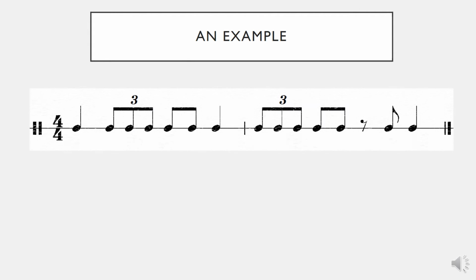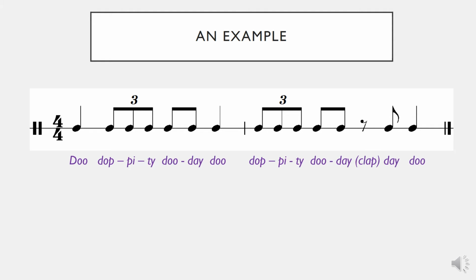Have a look at this rhythm and see if you can do-day it accurately. Pause the video here if you want more time to look at it. I'll tap a pulse and count you in. The second time I'll give you the answer. You have a go first. 1, 2, 3, 4. Now here's the answer. 1, 2, 3, 4. Do, doppity, do-day, do, doppity, do-day, day, do. Did you get it right?